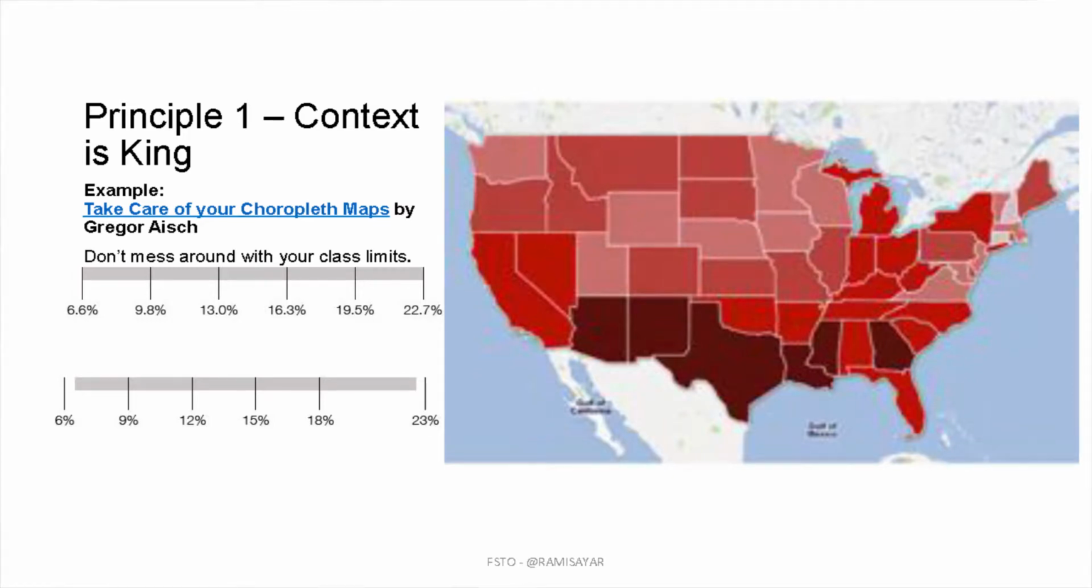What the Guardian had actually done is they had messed around with the class numbers, so all of a sudden, for some values they had rounded up, and for some values they had rounded down. And then what ended up happening was more states fell into the darker area at the bottom than if they had used equidistant categories. And the difference can be very profound.